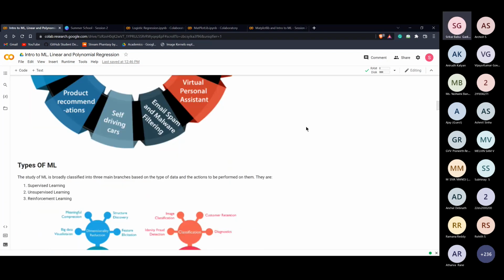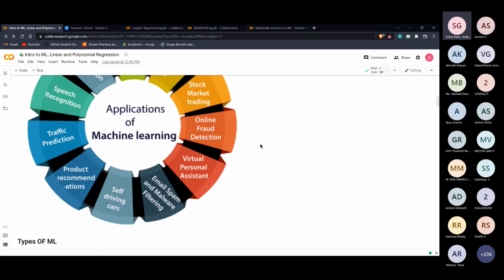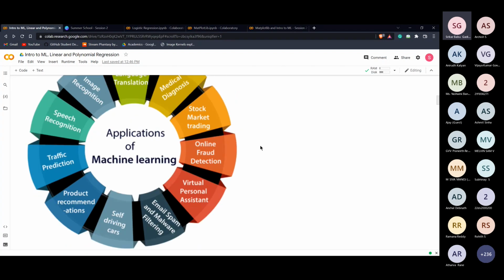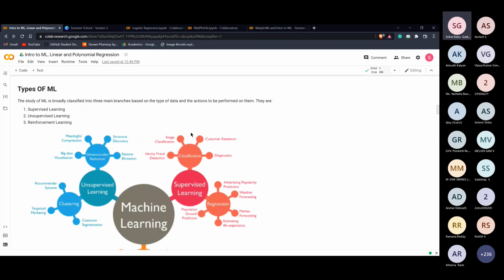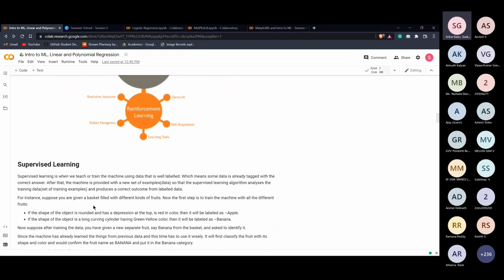How and why it's being done is pretty clear, but how it's being done is very complex. Let's break it up and understand how. There are basically three major branches in machine learning: supervised learning, unsupervised learning, and reinforcement learning. We'll go in depth into supervised learning in this session. Unsupervised learning will be briefly touched upon, and the same with reinforcement learning.